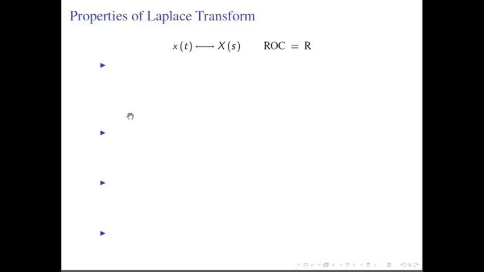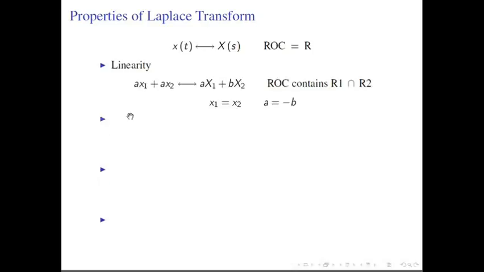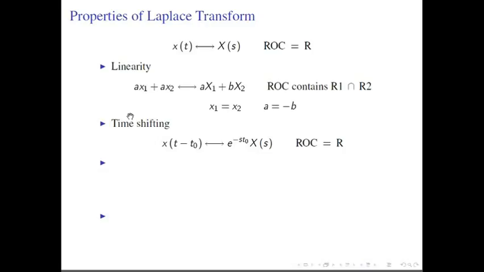If x of t is our signal and X of s is its Laplace transform and its ROC is R, then according to the linearity property, if our signal is a x1 plus b x2, then the Laplace transform will be a capital X1 plus b capital X2, and its ROC will be the intersection of ROC1 and ROC2.